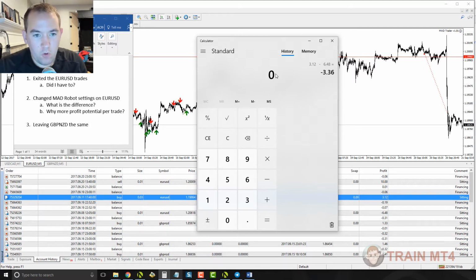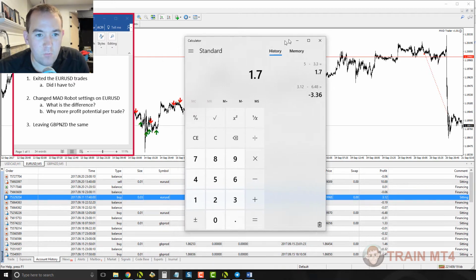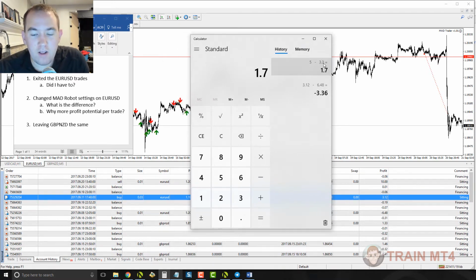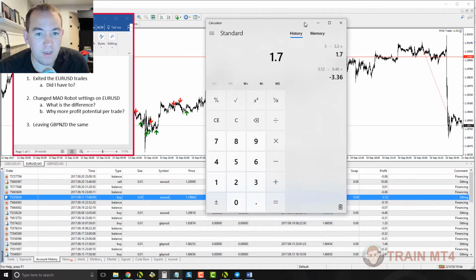Normally, the robot will wait until they've come back around to where it would be something more like $5 profit, and the other trade would be $3.30 loss. So it would come out to about $1.70 combined total between the two of them. So it would exit out of both trades at a $5 profit and a negative $3.30 at the same time, which would make it a cumulative $1.70 profit. That's what normally happens.